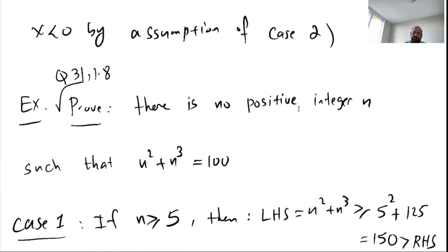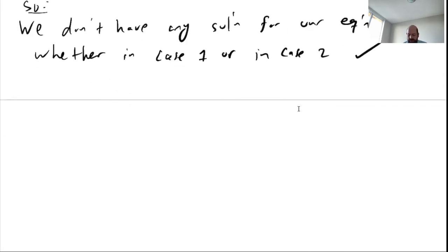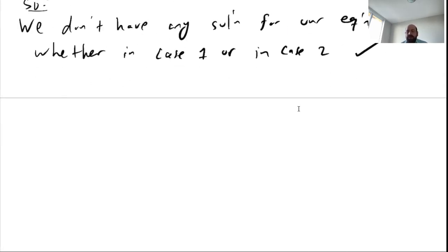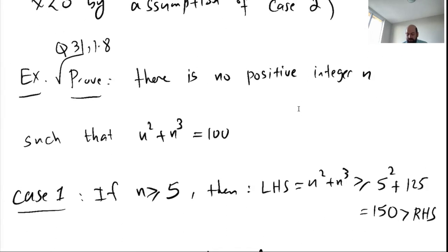We want to show there's no positive integer, meaning that this equation has no solution in the set of positive integers. Now, my question is, what about if I remove the condition that is mentioned here? So this particular question was asking you to show that this equation has no solution in the set of positive integers. There's no positive integer n with this property.